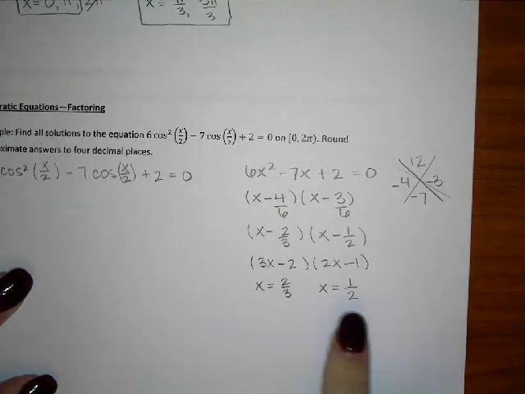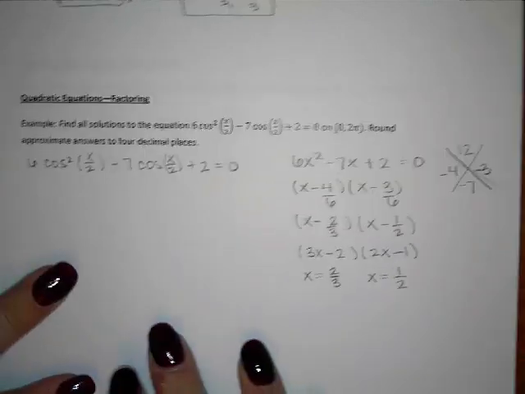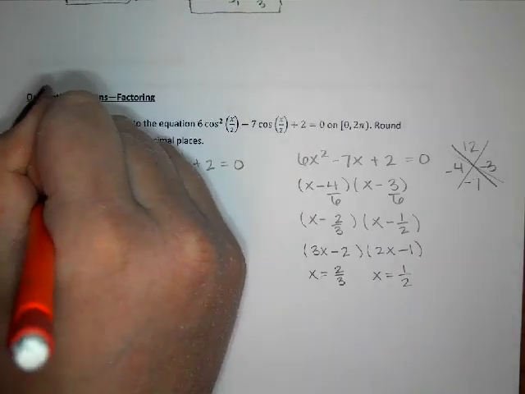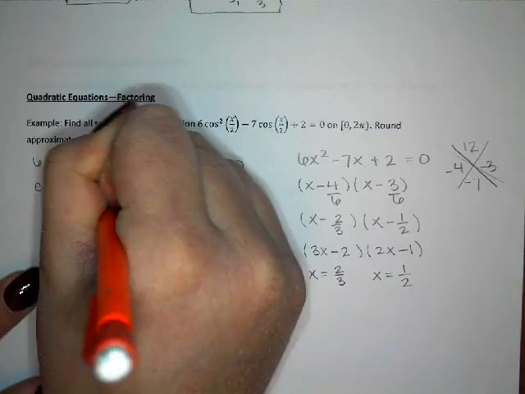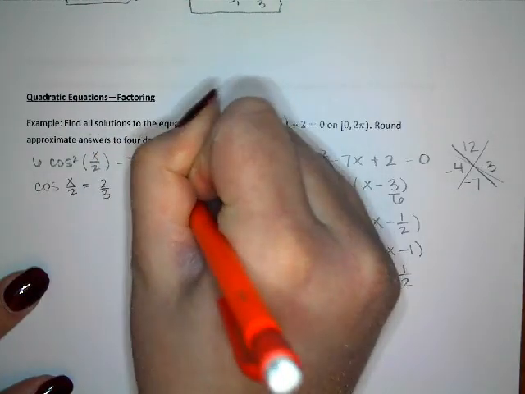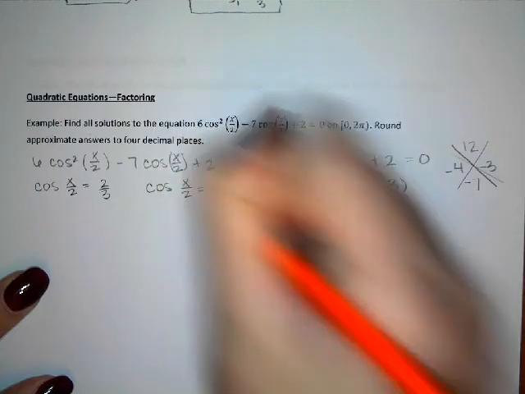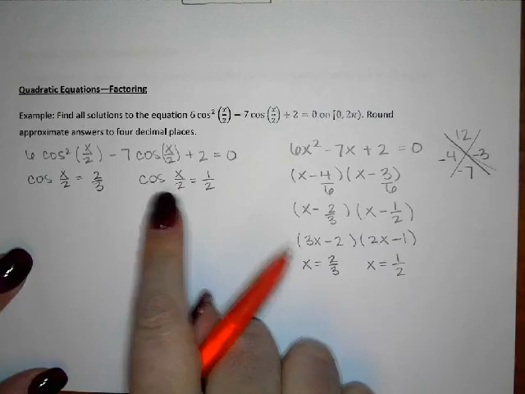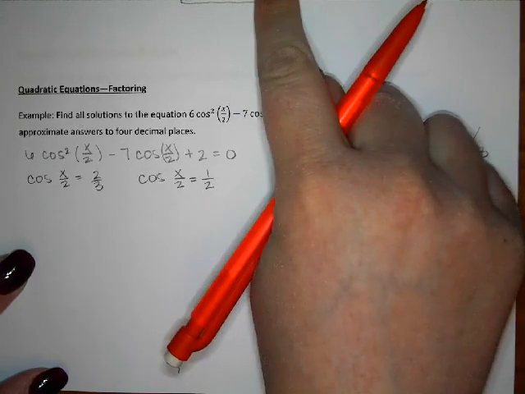Okay, so if I take this, but I go ahead and do it with the trig instead, then I'm going to have cos of x over 2 equals 2/3, and cos of x over 2 equals 1/2. And I'm going to go ahead and do this one first because this one is on the unit circle. In fact, we just did it up here for this problem.